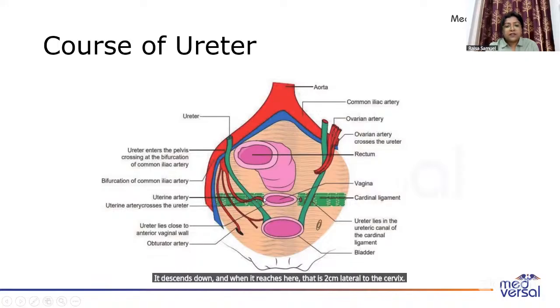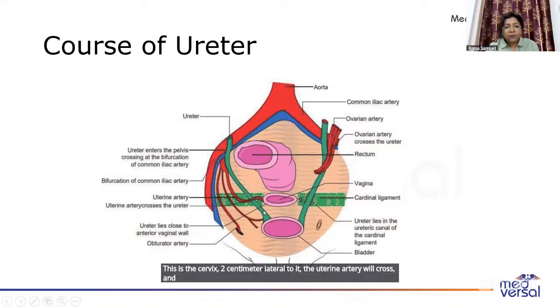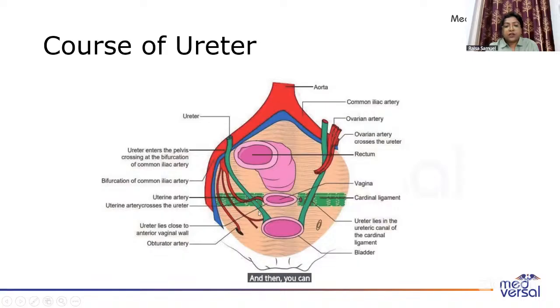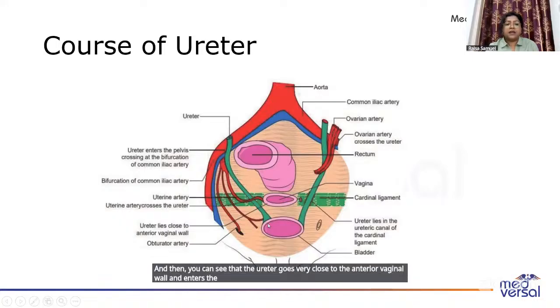This is the cervix. 2 centimeter lateral to it, the uterine artery will cross, and the ureter will go below the uterine artery. This phenomenon is called the water under the bridge phenomenon. The uterine artery crosses the ureter, and then you can see that the ureter goes very close to the anterior vaginal wall and enters the urinary bladder.